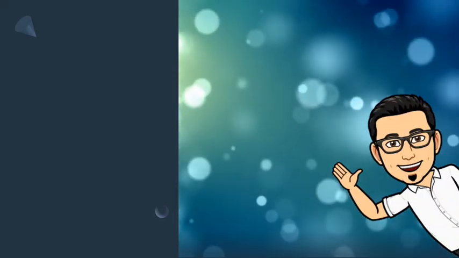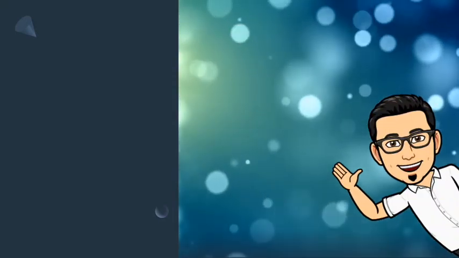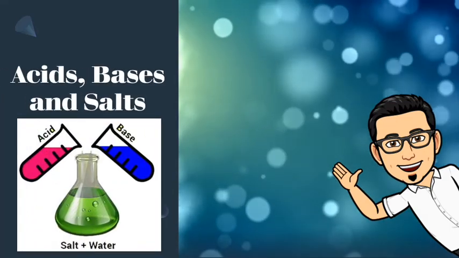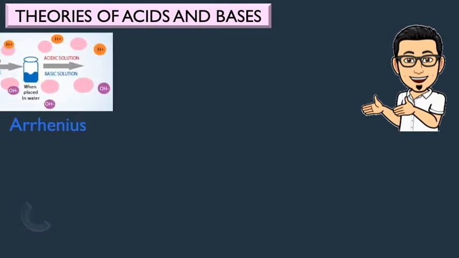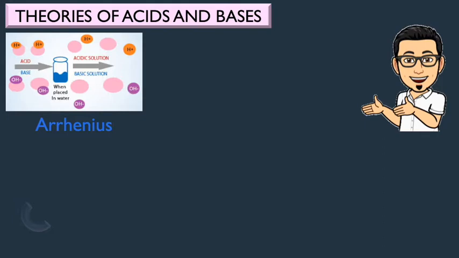Everyone, our experiment today is entitled Acids, Bases, and Salts. There are three major classifications of substances known as acids or bases. The Arrhenius definition states that an acid produces hydrogen ions or H+ in solution, and a base produces hydroxide ions or OH-.